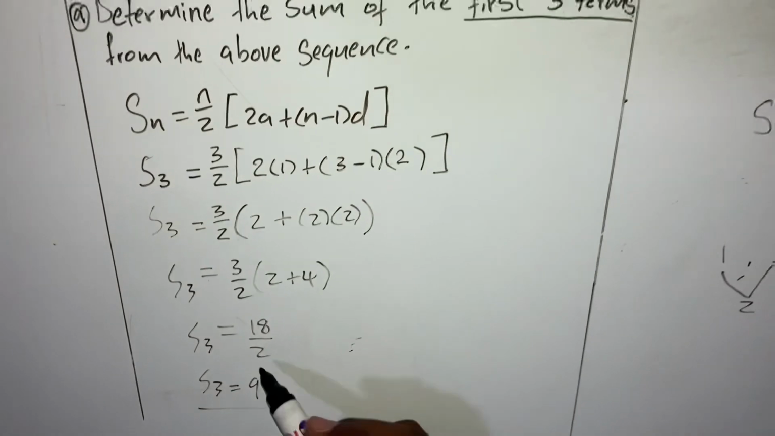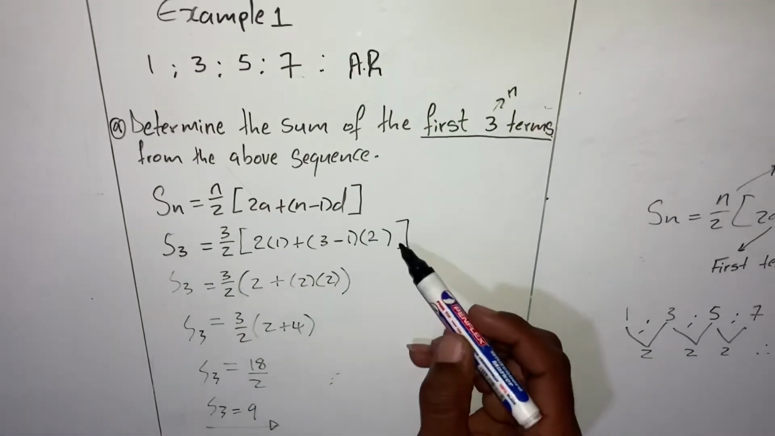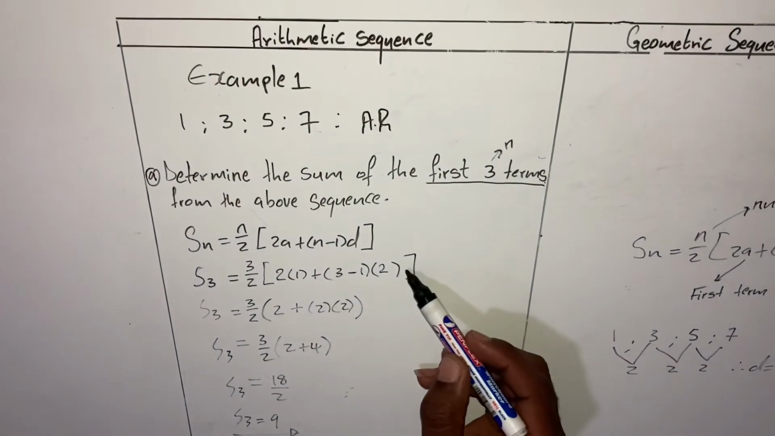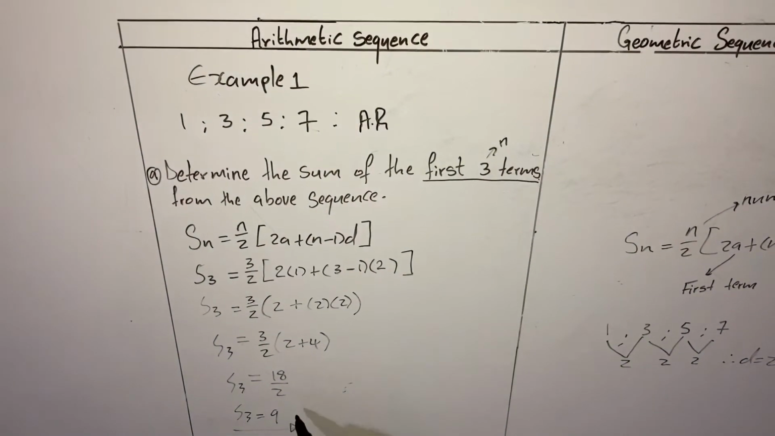So you don't have to do it manually. From here, you can just punch into your calculator, then you'll get an answer as 9.